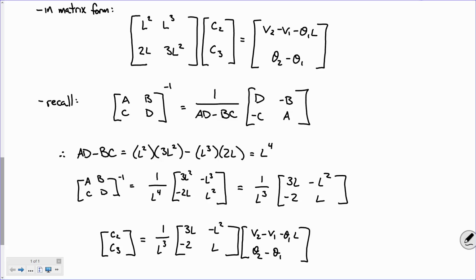Now, here's where things get a little messy, right? Because I've got to do this matrix multiplication. So what do I have to do? I have to take 3L times this whole quantity plus negative L squared times this whole quantity, right? So it's almost like FOIL. You've got to carry it all out. You all have a bachelor's degree in engineering, so I've got to believe you can do algebra, right? So you've got to have the skills to multiply all this out. My point is, would it be all right if I just gave you the end result of all that multiplication? Is that all right? Okay, all right.